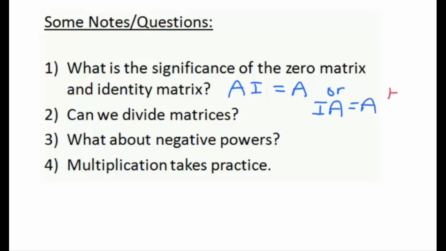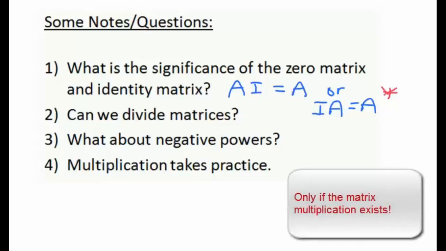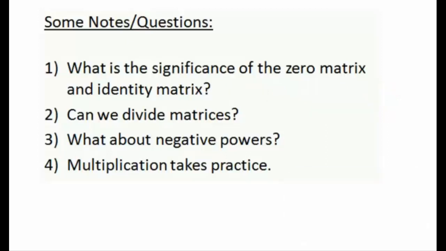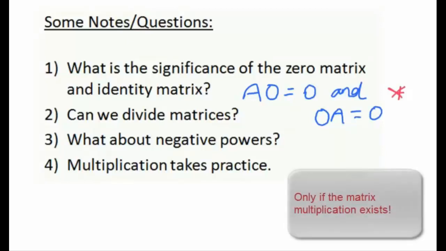Now this comes with a little bit of a disclaimer, I'll put that up at the bottom, but this multiplication is only going to work if the sizes are compatible. And you may have guessed that the zero matrix is going to act like the number 0 for multiplication. So if we have A times the zero matrix, that's equal to the zero matrix. And if we have zero matrix times A, this is also equal to the zero matrix. And once more, this comes with a little disclaimer that I'll put at the bottom. The sizes have to be compatible in order for us to do this multiplication.